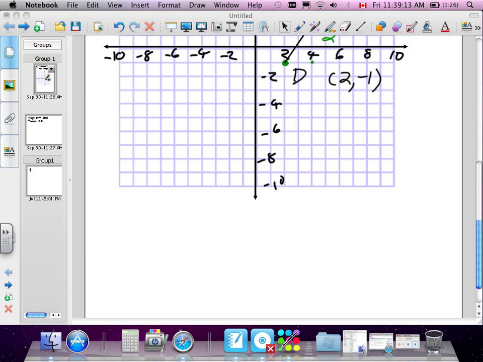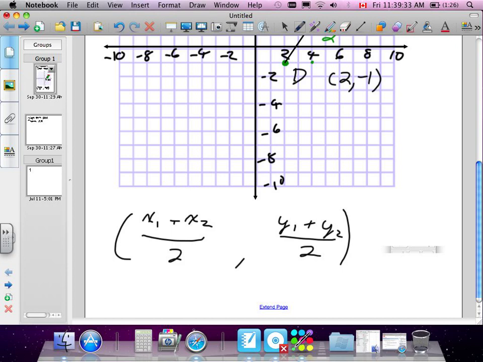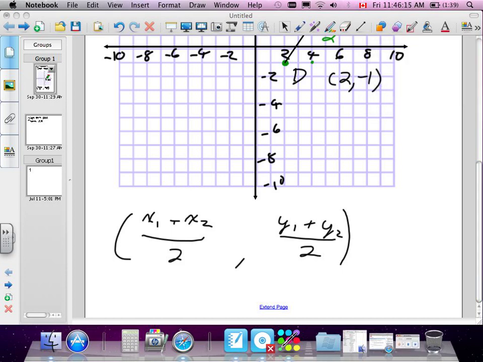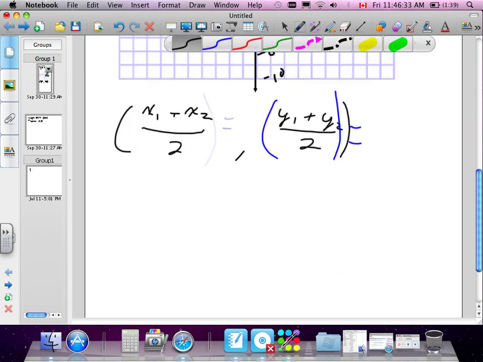Okay, another way we could have done this is to set up the midpoint formula. If you remember, the midpoint formula was x1 plus x2 divided by 2, y1 plus y2 divided by 2. Okay, so we're going to use the midpoint formula to solve this. And what we know is that these formulas are going to equal our midpoint, which we actually have. So instead of just keeping it like that, we're going to set them up.